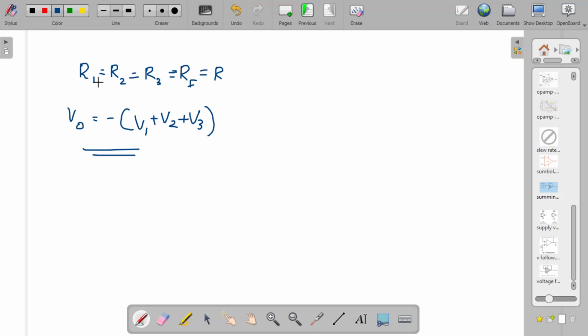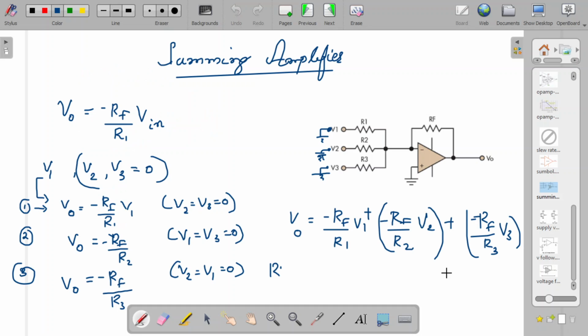You can think that since R1, R2, everything is kept the same, only then you get this added effect. But otherwise also it is a summing amplifier, because if RF by R1, RF by R2 and RF by R3 are three different values, then each of the voltages is weighted with a particular value and then added together. In that way I can also call this a weighting amplifier, where each of the weighted input voltages is added together. That is how a summing amplifier works.